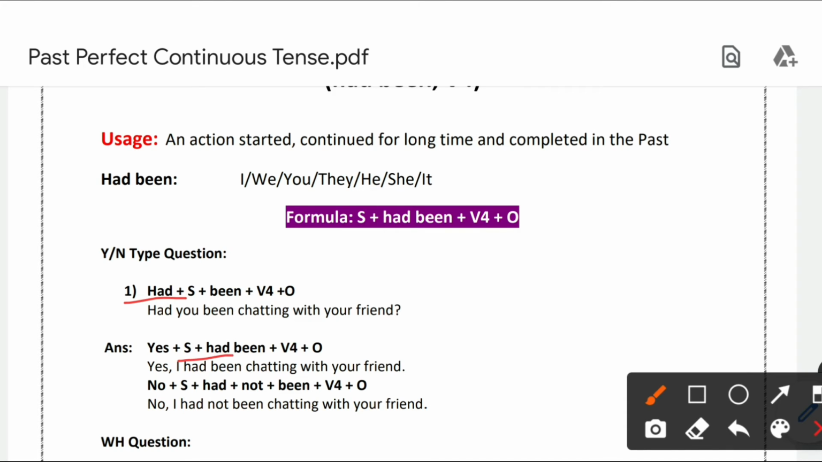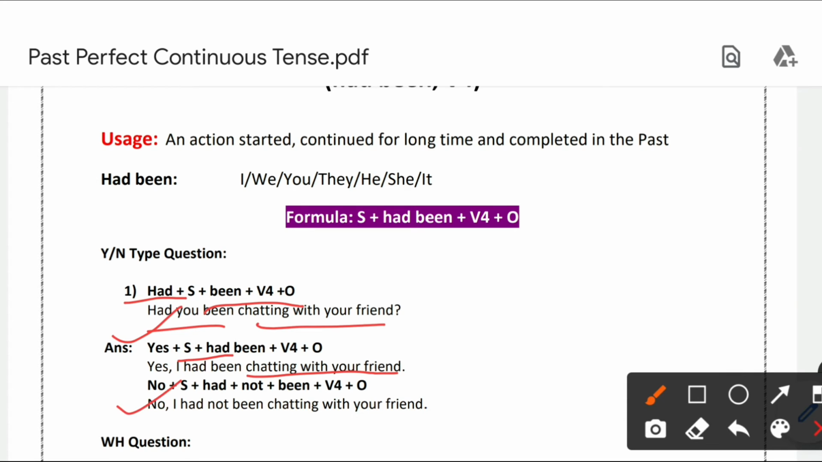Here you can notice subject plus had, we have just swapped the first two words, then it has become had plus subject, then been plus v4 plus object. So it becomes, had you been chatting with your friend. Had you been, then the remaining sentence is the same as the positive sentence or simple sentence. So, had you been chatting with your friend? The positive answer is, I had been chatting with your friend.